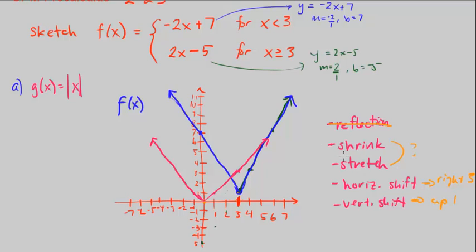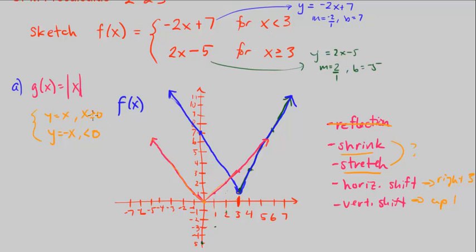Okay. So do we have a shrink or a stretch or neither or what's going on? Well, again, if we look at g of x, that is just y equals x over here and y equals negative x over here. And the slope, so if we break that up, that's y is equal to x and y is equal to negative x, right? For x greater than or equal to 0 and for x less than 0, okay?